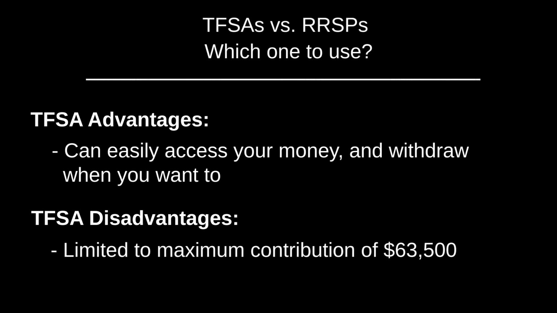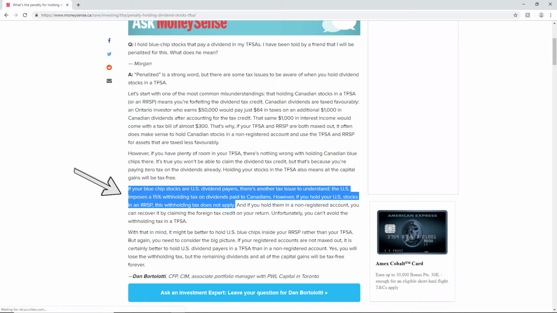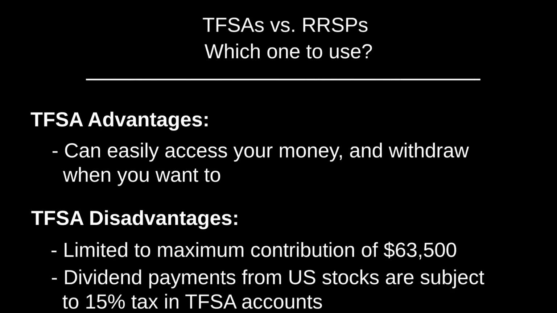The second one, and this is one that a lot of people don't realize, is that if you have American stocks in your TFSA account and these stocks pay dividends, 15% tax is going to be withheld by the American government on those dividend payments, even though it's in your TFSA account. This is part of the American trade agreement with Canada. So there are a lot of people out there in Canada that have US equities in their accounts. So just keep in mind that if those stocks pay dividends and they're in your TFSA, you will be paying a 15% tax on that.